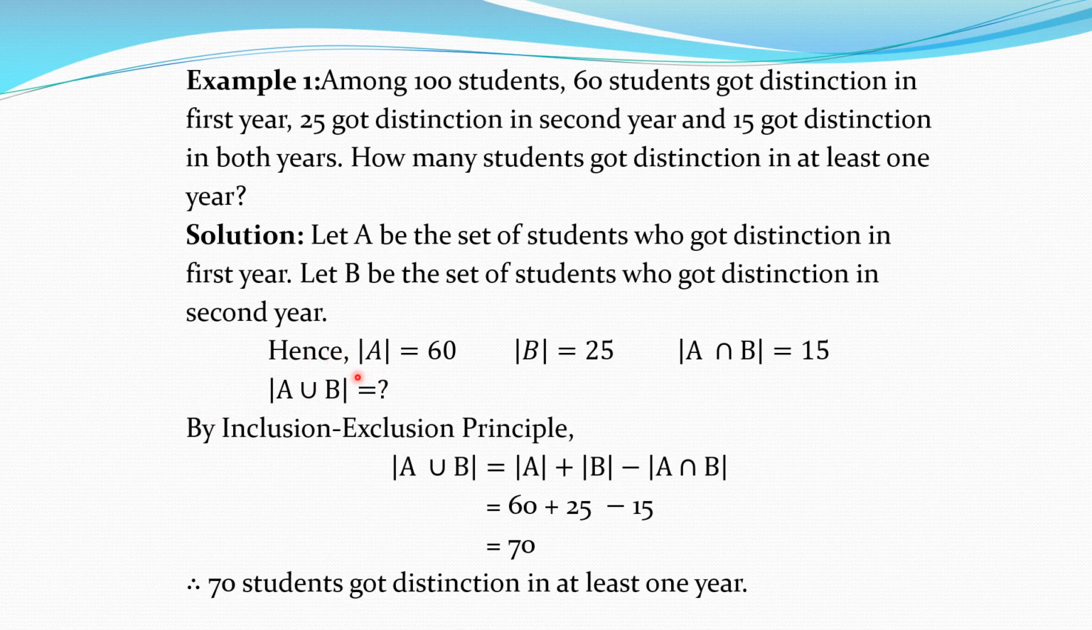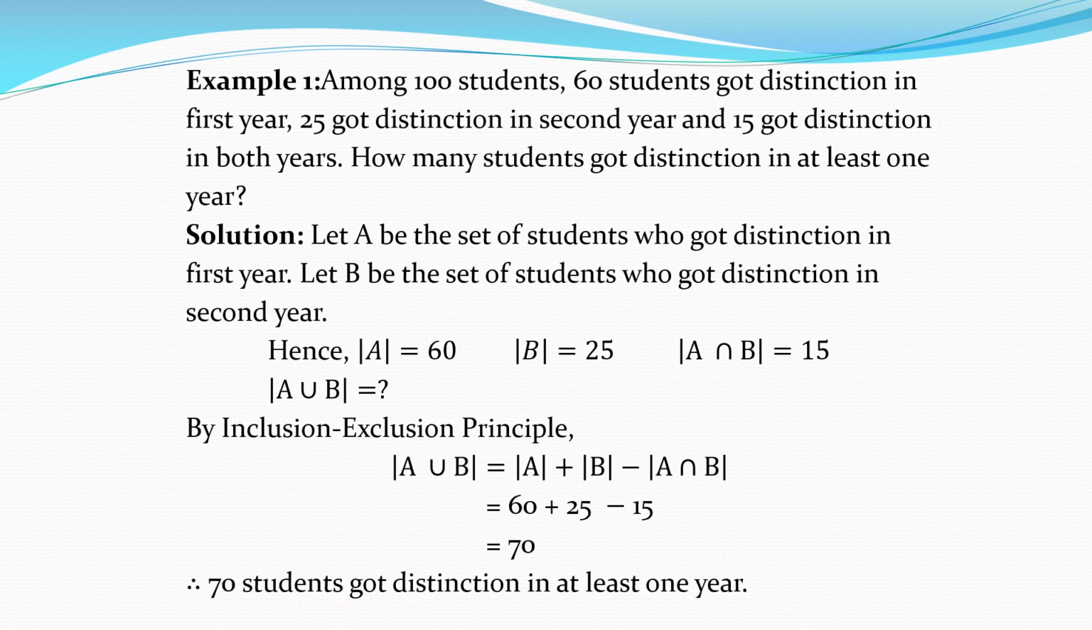Now as there are two sets and these three values are known to us and we want to find this cardinality, we use the inclusion exclusion principle for two sets. Cardinality of A union B is cardinality of A plus cardinality of B minus cardinality of A intersection B. Substituting these values, it is 60 plus 25 minus 15, which is 70. So, there are 70 students who got distinction in at least 1 year.